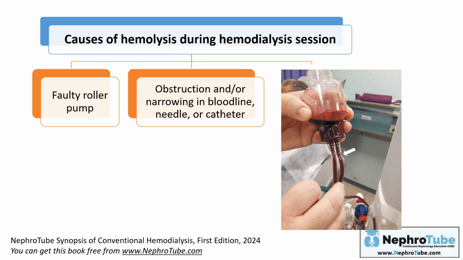The second cause of hemolysis during a hemodialysis session is any obstruction or narrowing in the bloodline, the needle from the fistula, or the catheter. For example, there is narrowing here in the bloodline, which can cause hemolysis, and you can see here the blood is very dark, secondary to hemolysis. I will talk later about the color of blood in the extracorporeal circuit, secondary to hemolysis.